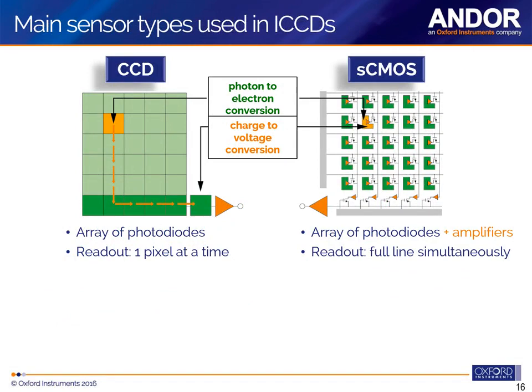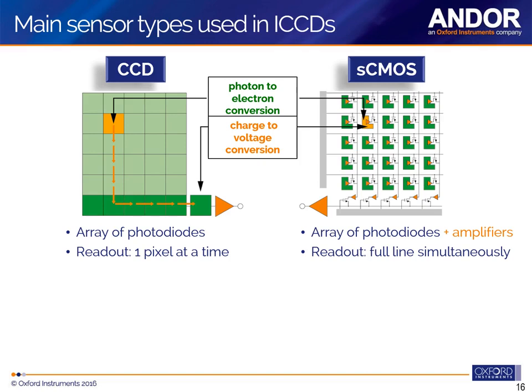There are two main types of sensors used in ICCD, which I will discuss. One is CCD, the other is scientific CMOS or sCMOS. With CCDs, a photon signal is collected by a pixel, and the signal from this pixel is read through a readout register. This readout is done one pixel at a time and can be very slow. The faster you want to read these pixels, the more read noise you introduce.